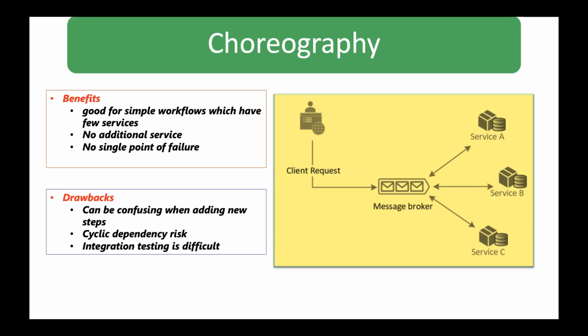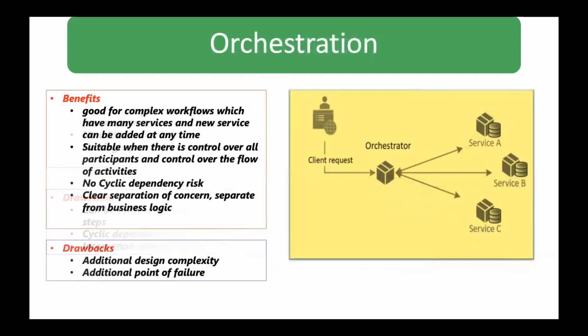This is good when you have a simple workflow with no additional services required to be added, and there's no single point of failure. That's the best part of choreography. But drawbacks are few: it is a little confusing depending on cyclic dependency. Cyclic means what, one depends on another. And integration testing is difficult in choreography. Orchestration, they say, is good. Benefits are many and drawbacks are fewer.